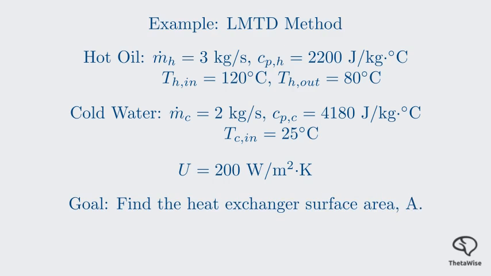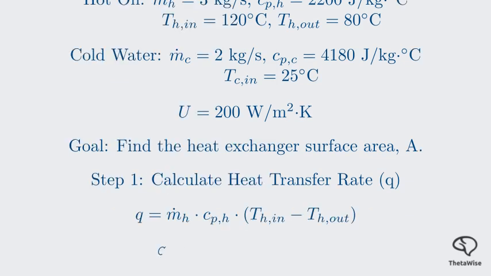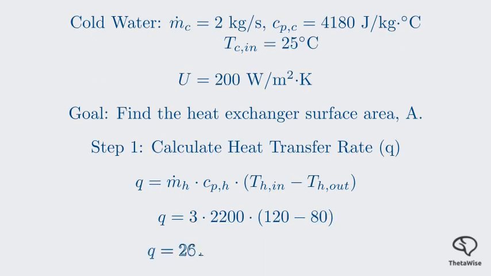The first step in any heat exchanger problem is to calculate the total heat transfer rate, Q. Since we have both inlet and outlet temperatures for the hot oil, we can use the equation Q equals the mass flow rate of the hot oil, times its specific heat, times its temperature drop. Plugging in the numbers, we get Q equals 3 times 2,200 times the quantity 120 minus 80. This gives us a total heat transfer rate of 264,000 watts, or 264 kilowatts.